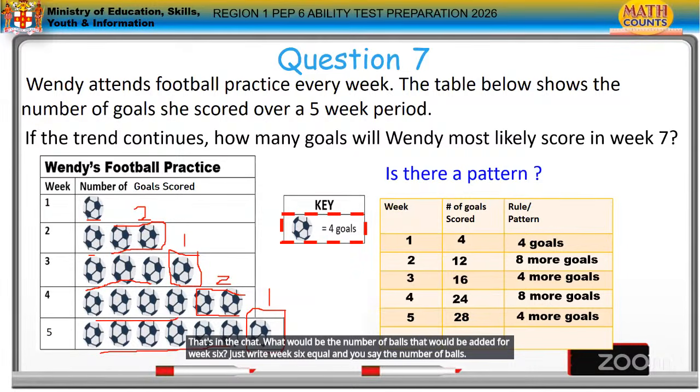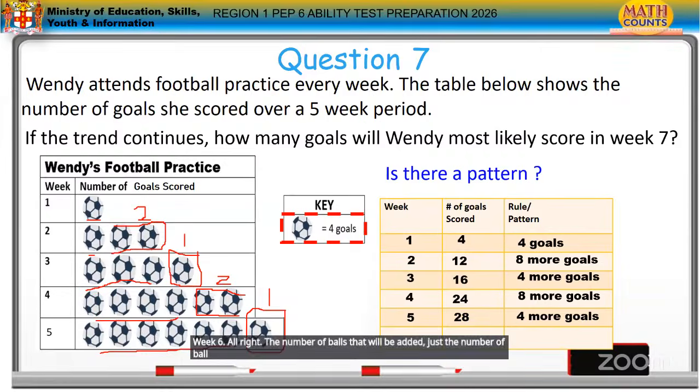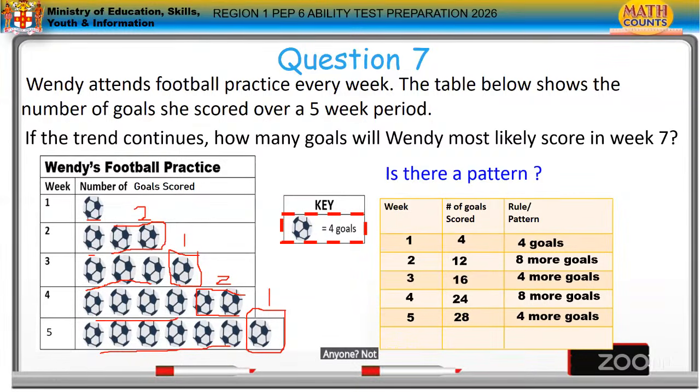Week 6. All right? The number of balls that will be added. Just the number of balls that will be added. Not the total. All right, I'm seeing for week 6 that 2 more balls will be added. So let's reveal that. So quickly, we have 2 balls will be added, and that would be 8 more goals.